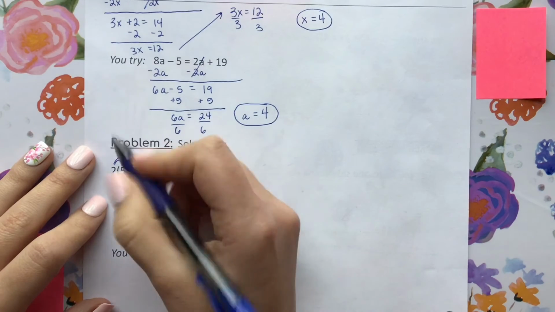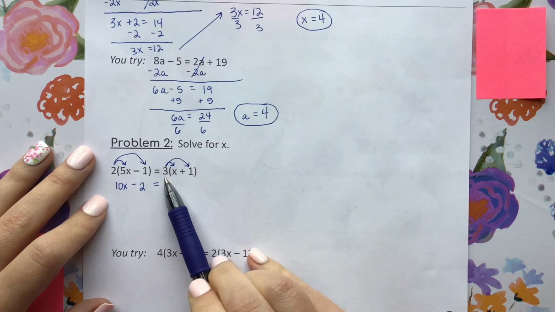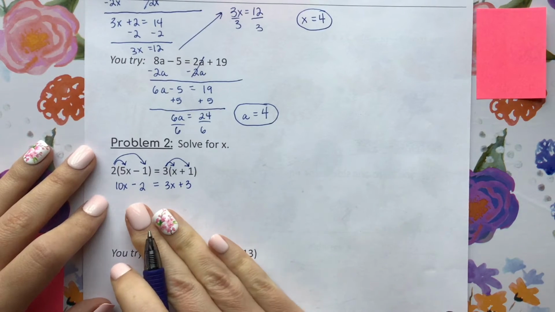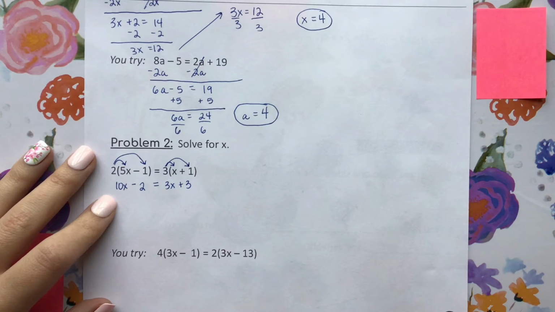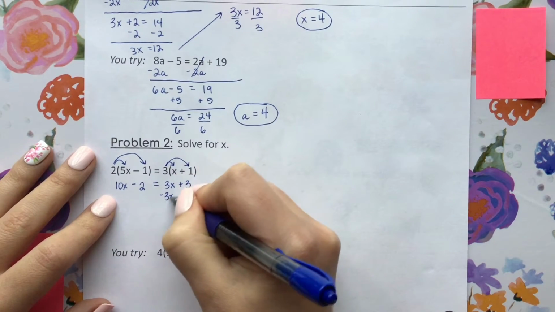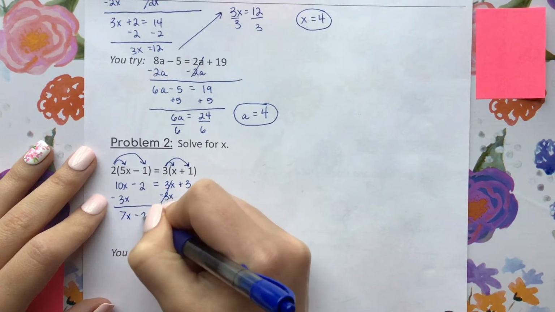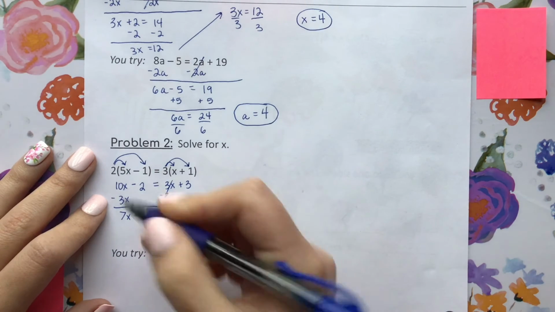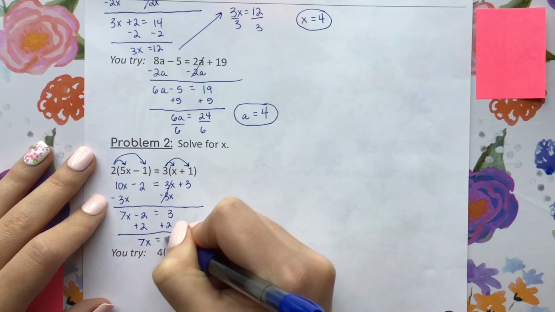So 2 times 5x is 10x minus 2 times 1 is 2 is equal to, then 3 times x is 3x plus 3. So my first step, I distributed. Now these look just like they did before, and I'm going to now try to get my variables all together. So I'm going to subtract 3x from both sides of the equation. And I'm at 7x minus 2 is equal to 3. Then I'm going to add 2 to both sides of the equation because I have 7x is equal to 5.